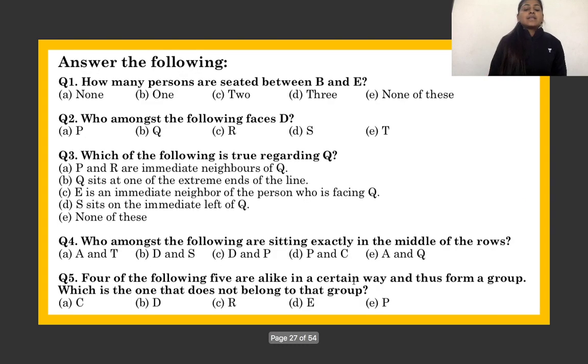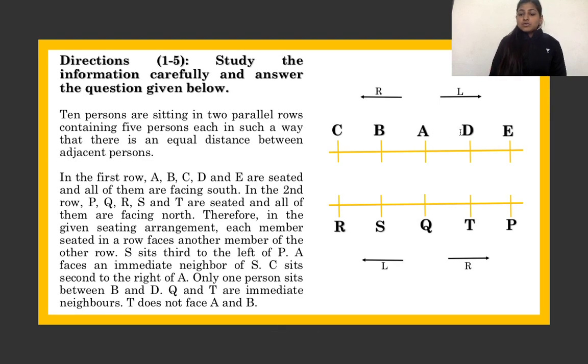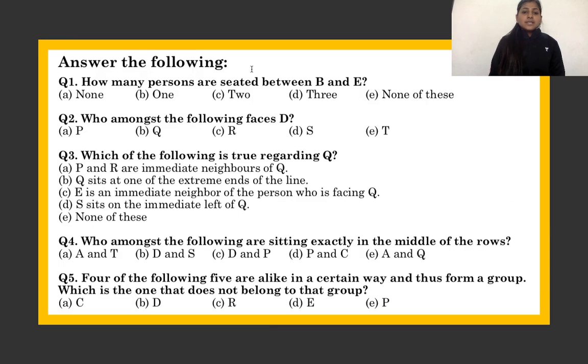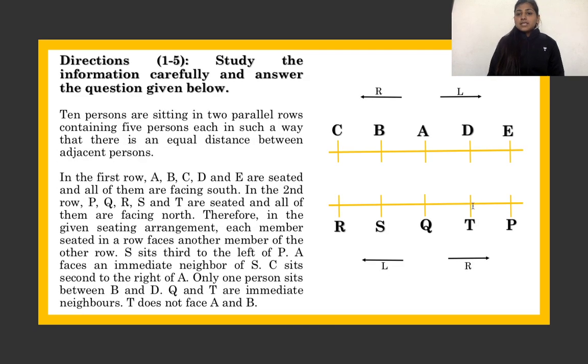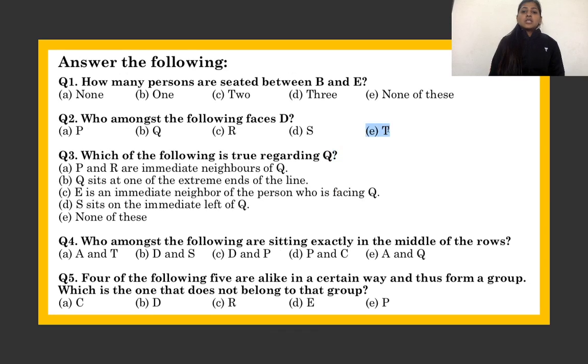Okay. And the answers are, how many persons are seated between B and D? Between B and D, we have two people. Option C. Question 2. Who amongst the following faces D? D is facing T. Option E.